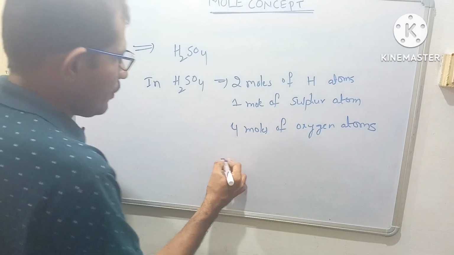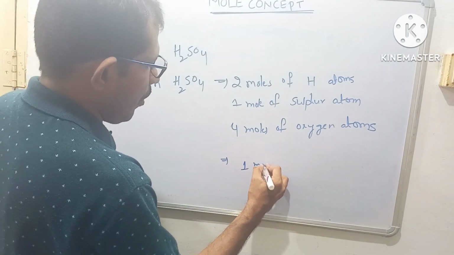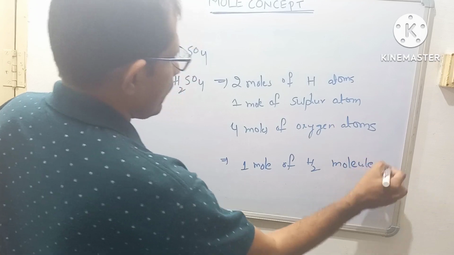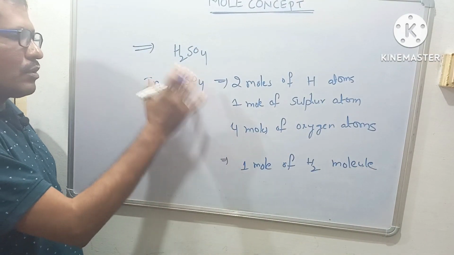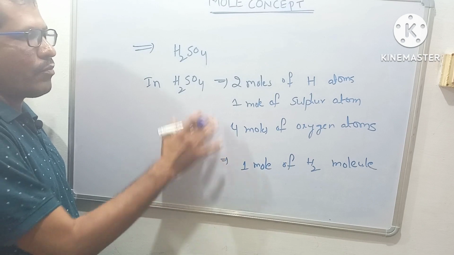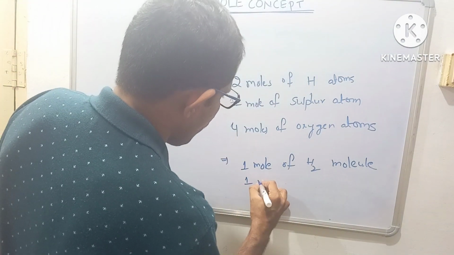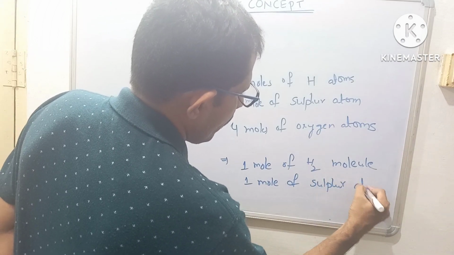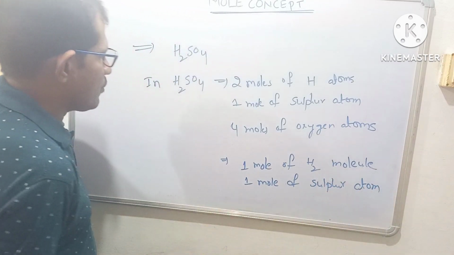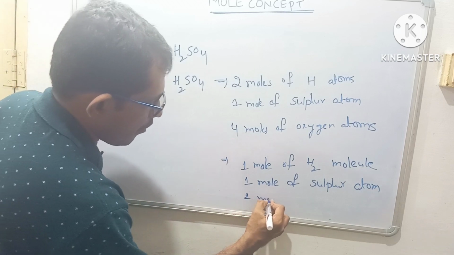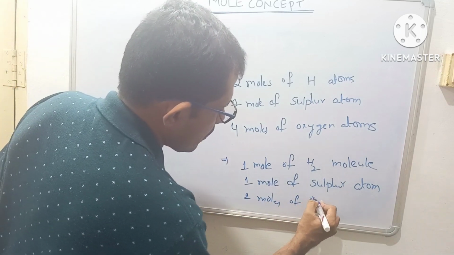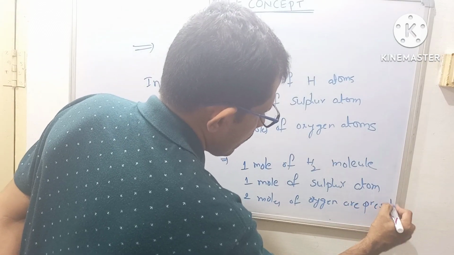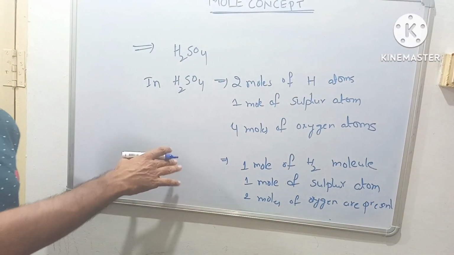So we can also write in this way, 1 mole of hydrogen molecule, right? I am writing in terms of molecules. So in H2SO4 there is a presence of 1 mole of hydrogen molecule and 1 mole of sulfur atom. We can also write there are 2 moles of oxygen molecules present. So likewise we need to decode.